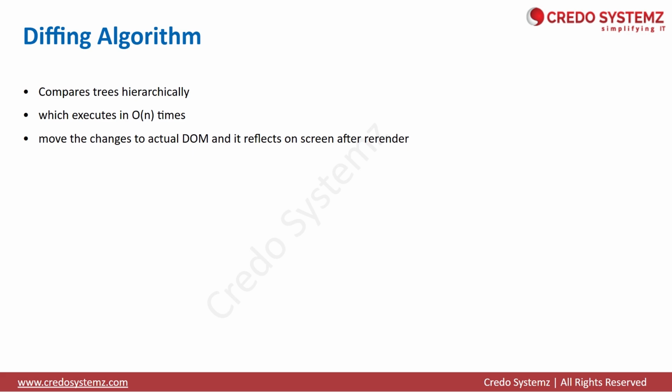Once that comparison is done, the changes are applied to the actual DOM as a batch update, and then the re-render happens on the browser side, and the screen reflects the changes. And that's what the diffing algorithm is.